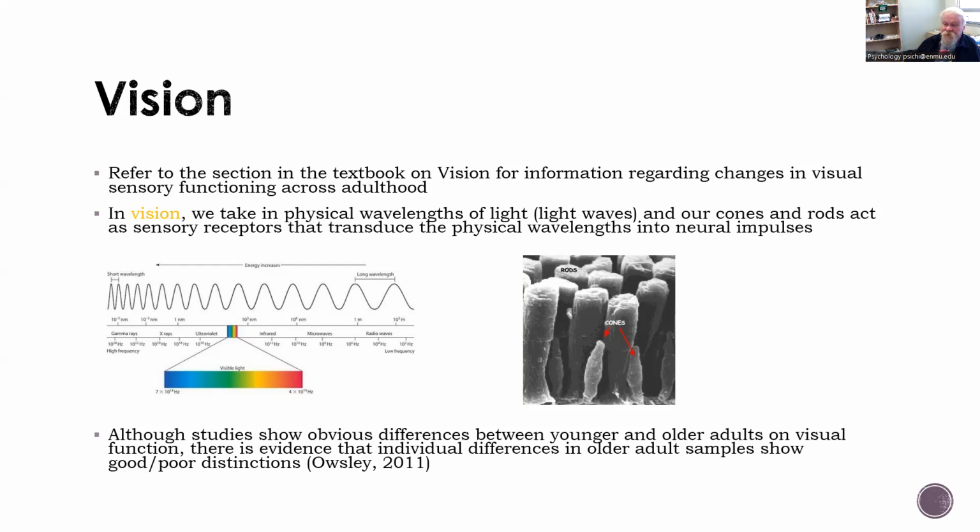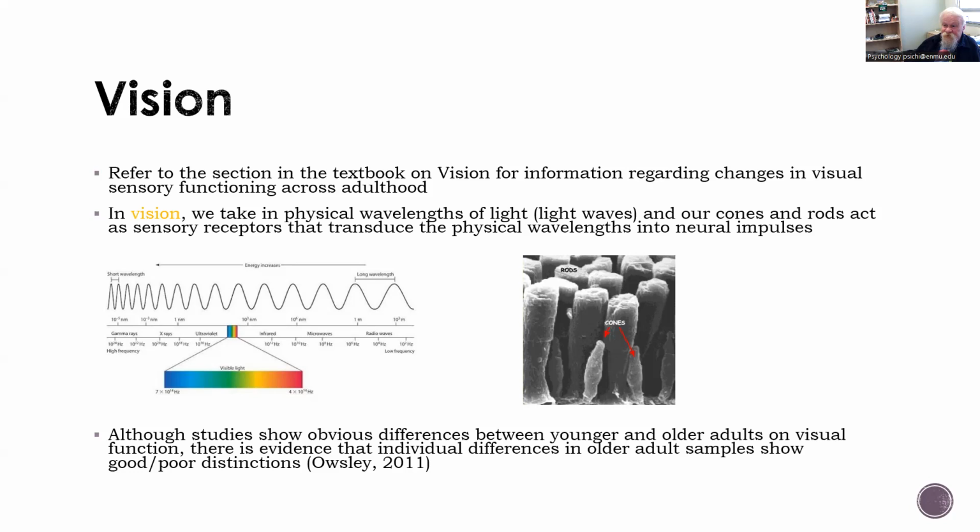Now, in terms of cones, we have three different kinds of cones. They pick up red, green, and blue, okay? And any combination between those. And so that's how we see colors, okay? Cones are our color transmitters, or color sensory receptors, okay?